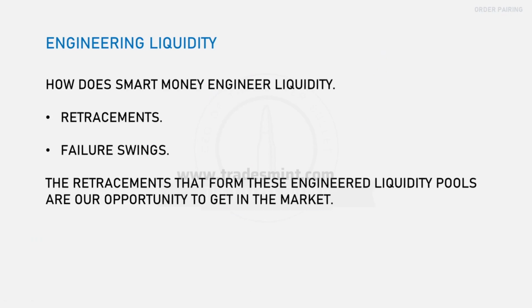Now for them to offload their positions, their long positions or short positions, they need to engineer liquidity prior. So how does smart money engineer liquidity? They do this by retracements and failure swings. The retracements that form these engineered liquidity pools are opportunities for us to get into the marketplace. So think about those retracements and think about those failure swings. We have had a lesson about failure swings already. That's engineered liquidity, right? Low resistance liquidity. We're going to be looking for that as a target.